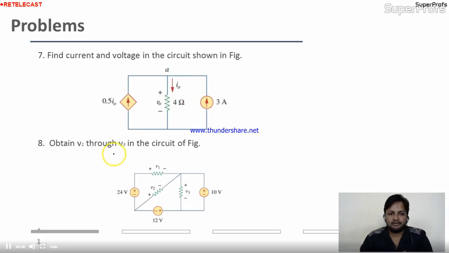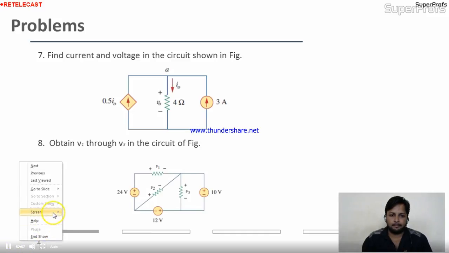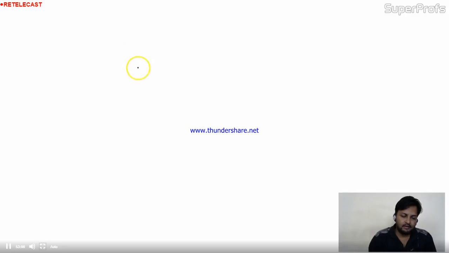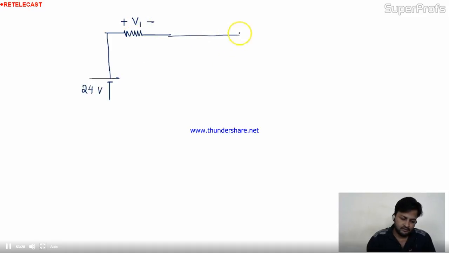Obtain V1 through V3 in the circuits. See, this V1, V3 we have to obtain the values. This one is also again a very interesting problem. I'll take it on a fresh page. The given problem is: 24 volt. Here we are having V1. The circuit is like this.